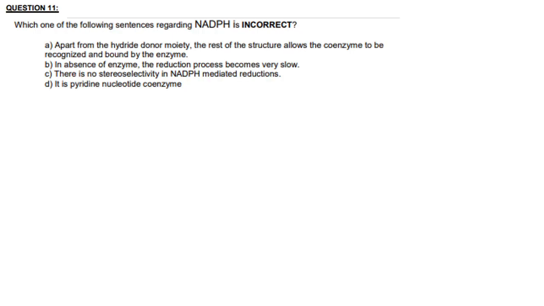So next question we have, which one of the following sentences regarding NADPH is incorrect? Apart from the hydride donor moiety, the rest of the structure shows the coenzyme to be recognized and bound by the enzyme. In absence of enzyme, the reduction process becomes very slow. There is no stereoselectivity in NADPH mediated reductions. It is a protein nucleotide coenzyme. So which option is correct here?